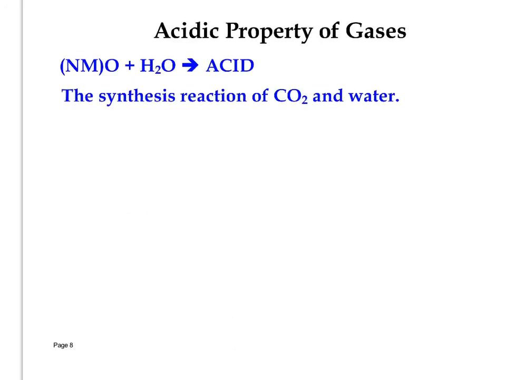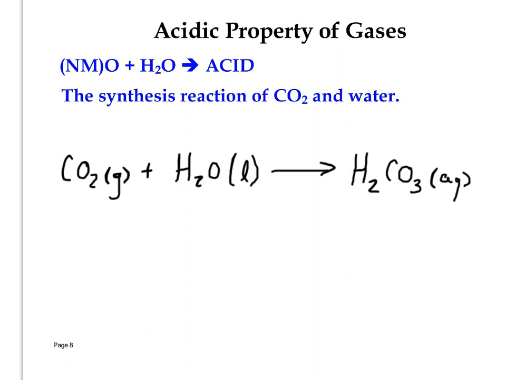We can also talk about the acidic properties of gases. So remember back from chemical reactions that if I take a nonmetallic oxide and throw that into water, that's going to produce an acid. And as an example, I want to talk about the synthesis reaction of carbon dioxide and water. So this is our example reaction. If I take carbon dioxide gas and throw that into liquid water, I'm going to produce carbonic acid. And remember from chemical reactions, we can think of carbonic acid as just an aqueous solution of carbon dioxide and water. And in that case, it's a reversible reaction, so we can draw a double reaction arrow to show the reversibility of this reaction.